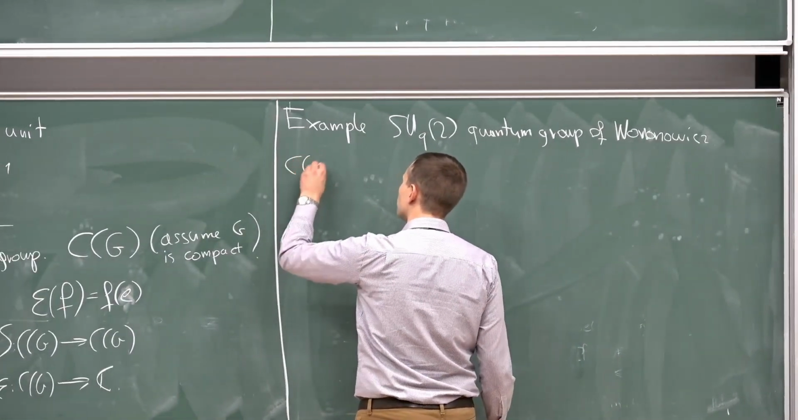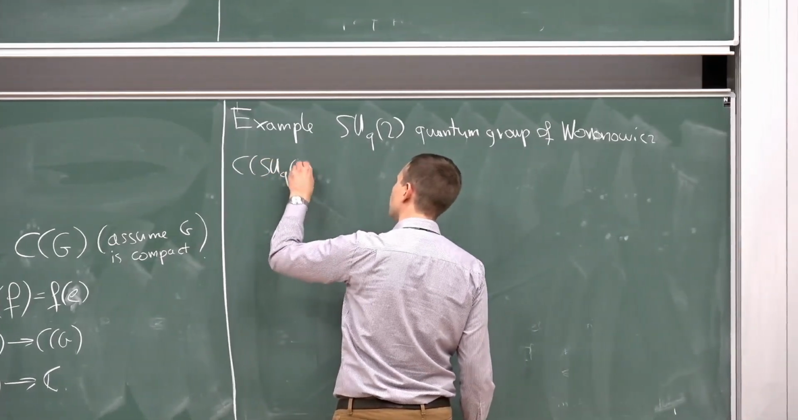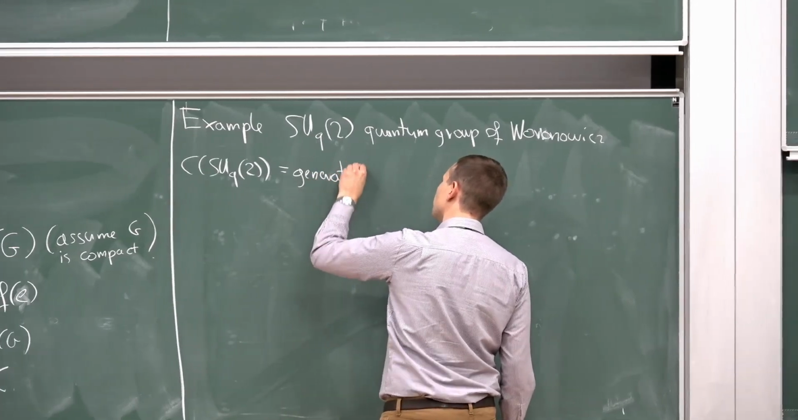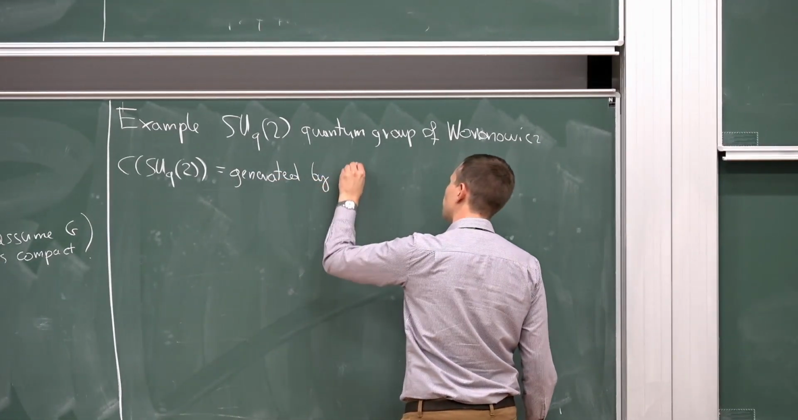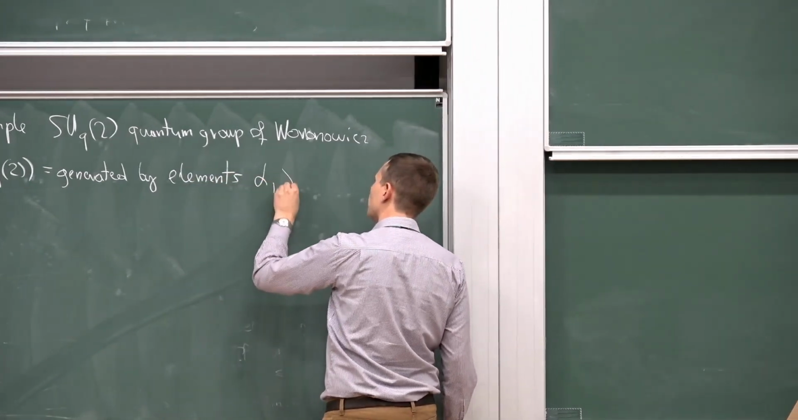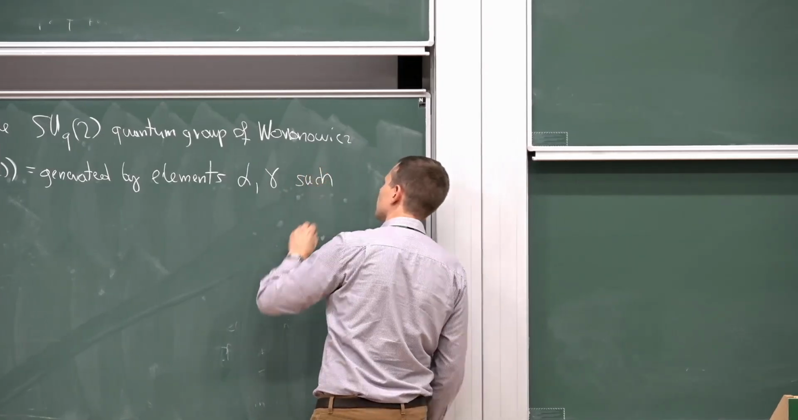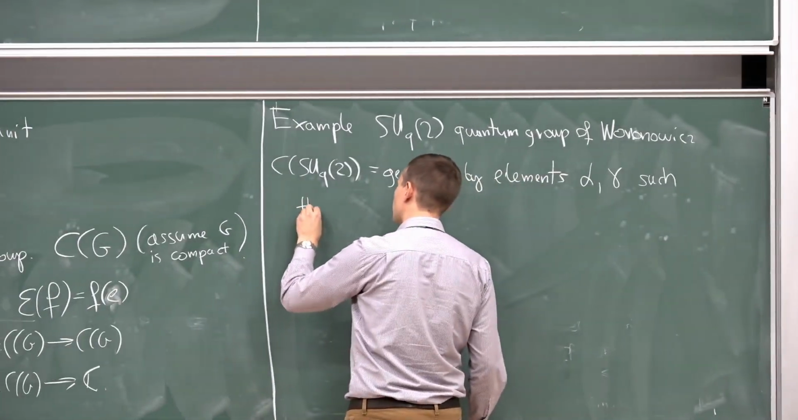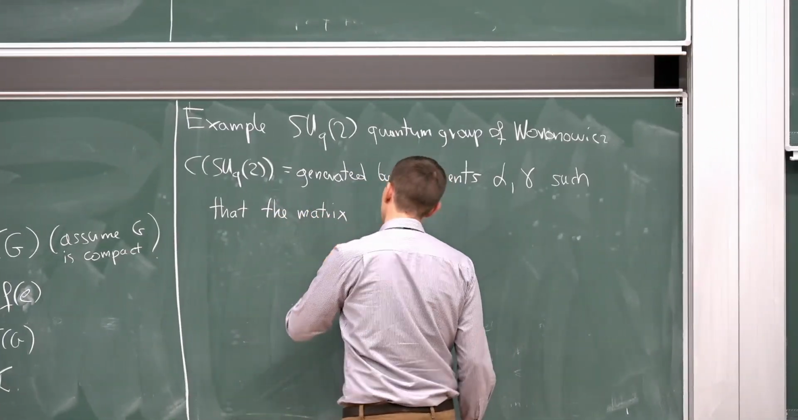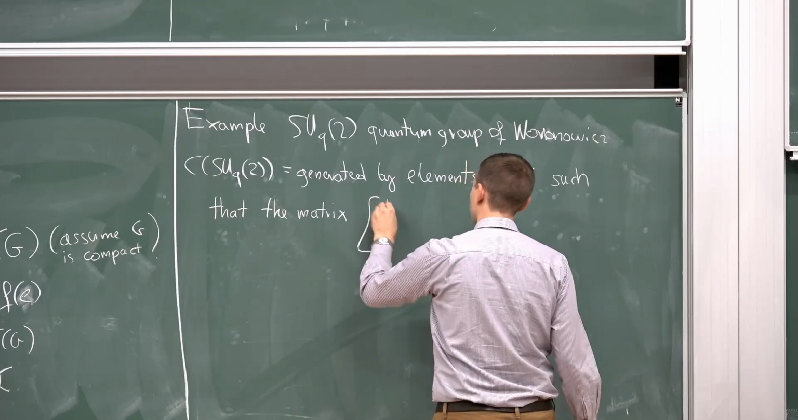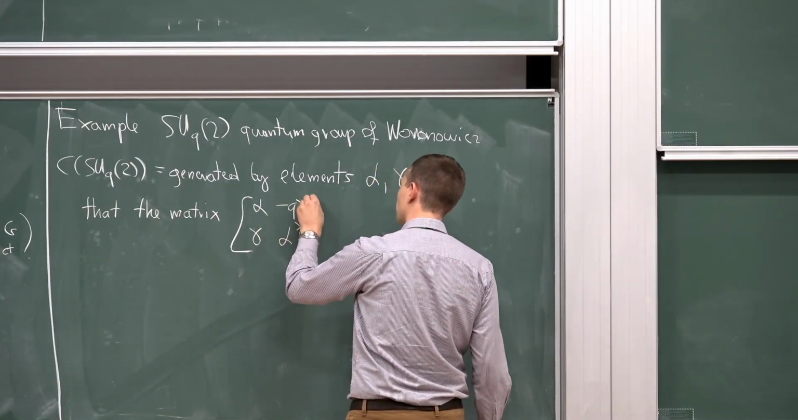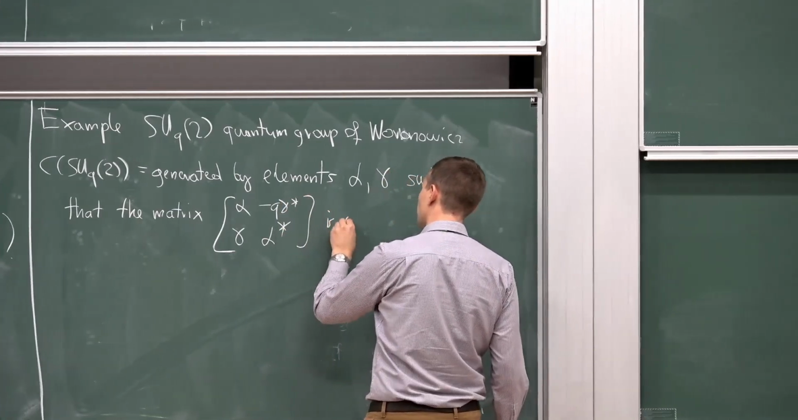So the C-star algebra of SU_q(2) is generated by two elements, alpha and gamma, such that the matrix alpha, minus q gamma star, gamma, alpha star is unitary.